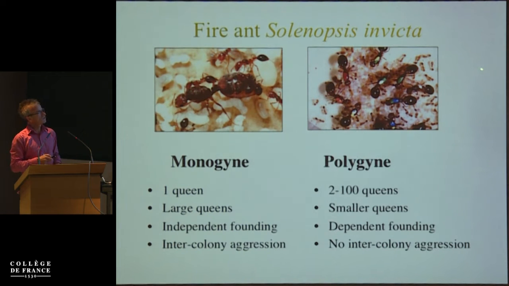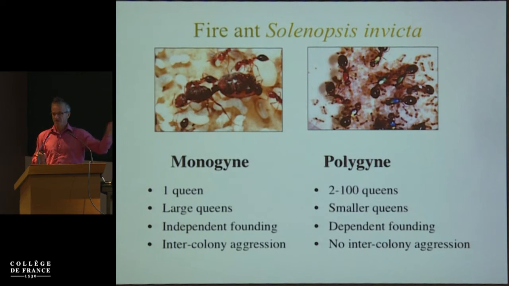And there's another social form in which you can have up to 100 queens in the same colony. They are smaller. And after mating, instead of starting a new colony of their own, queens return to an established colony where they start reproducing. And then they will eventually start new colonies by budding. That is, they leave the nest with workers to start a new colony nearby. And there's no aggression between colonies.